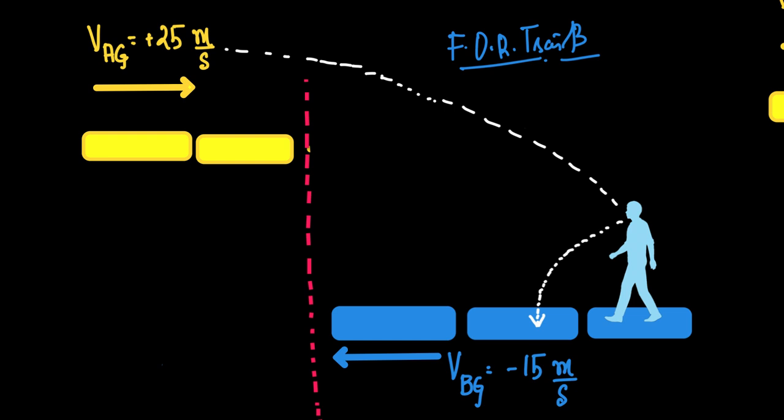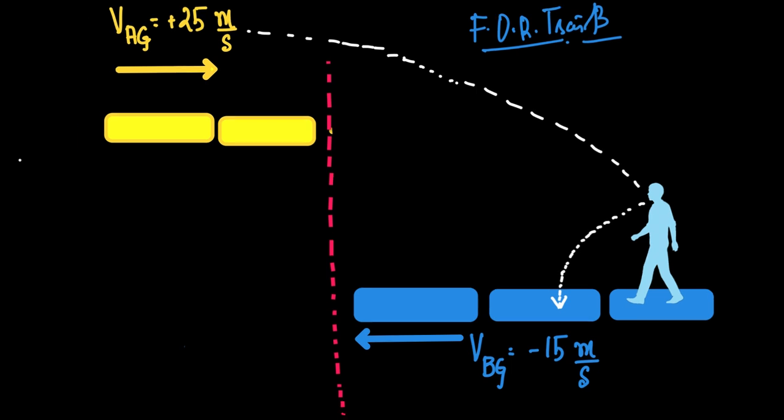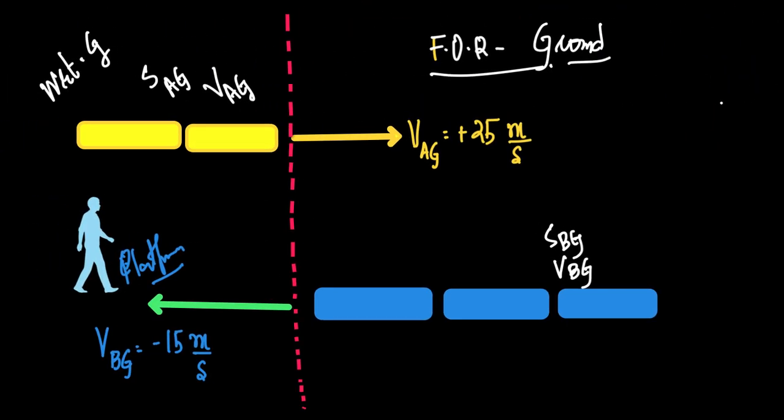Now, velocity of A with respect to ground is 25 meter per second. Velocity of B with respect to ground is minus 15 meter per second. Now, this was the case when the observer was on the ground, on the platform.